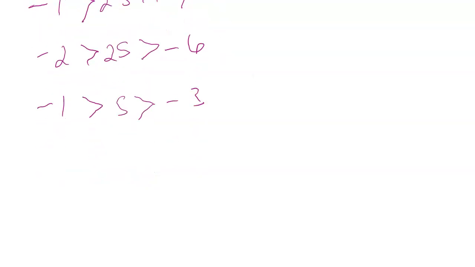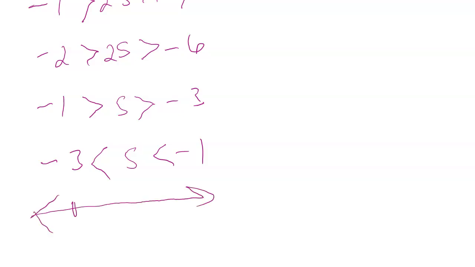Or if I want, and I prefer to write this left to right, this really means negative 3 is less than s, which is less than negative 1. So s is somewhere between negative 3 and negative 1. So it's this solution set. Okay, that's our first one.